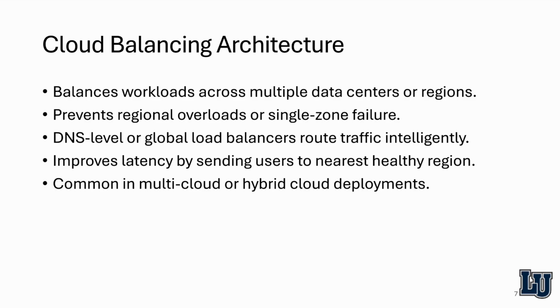If an entire region fails, say due to a natural disaster, traffic reroutes instantly. That's called geo-redundancy. It is common in multi-cloud setups where a company runs in AWS and Azure simultaneously to avoid a single provider risk.